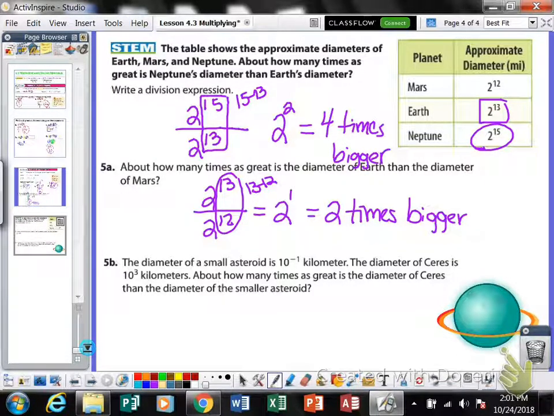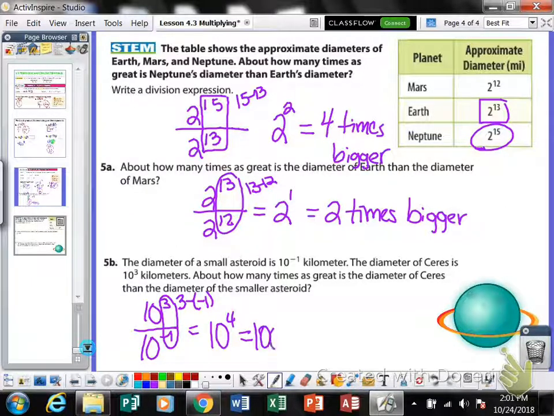The diameter of a small asteroid is 10 to the -1 kilometer. The diameter of Ceres is 10 to the 3rd kilometers. About how many times as great is the diameter of Ceres than the diameter of the smaller asteroid? So 10 to the 3rd over 10 to the -1. Bases are the same, so it's 10. Then we must subtract the exponents: 3 minus a -1 is actually 4. 10 to the 4th power, because I want to know how many times, we multiply this out, and we get 10,000 times bigger.